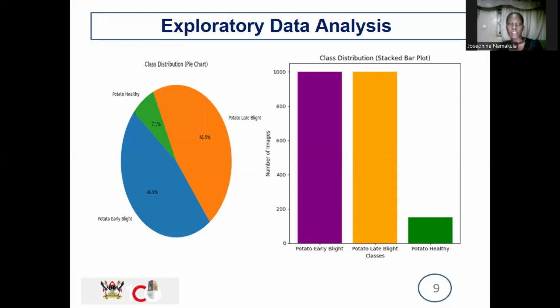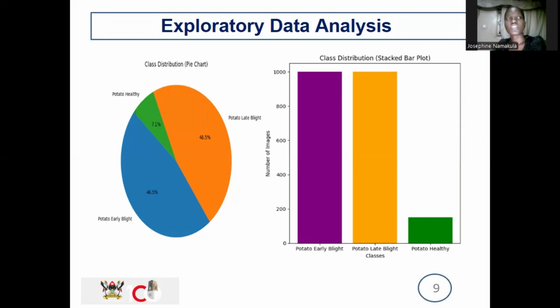When I move to the next slide, I find a pie chart showing the distribution of the different potato images with percentages, with potato blight and early blight with the same percentage, which is 46.5%, and potato healthy 75%. And this was part of our exploratory data analysis.